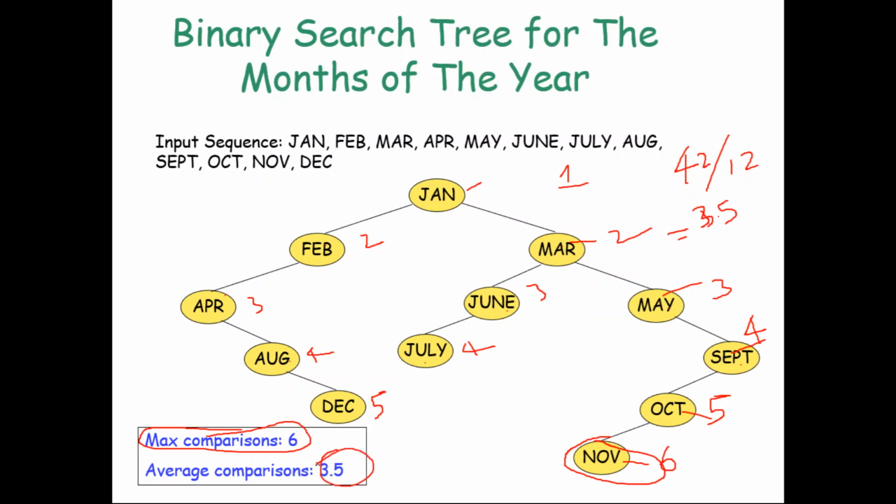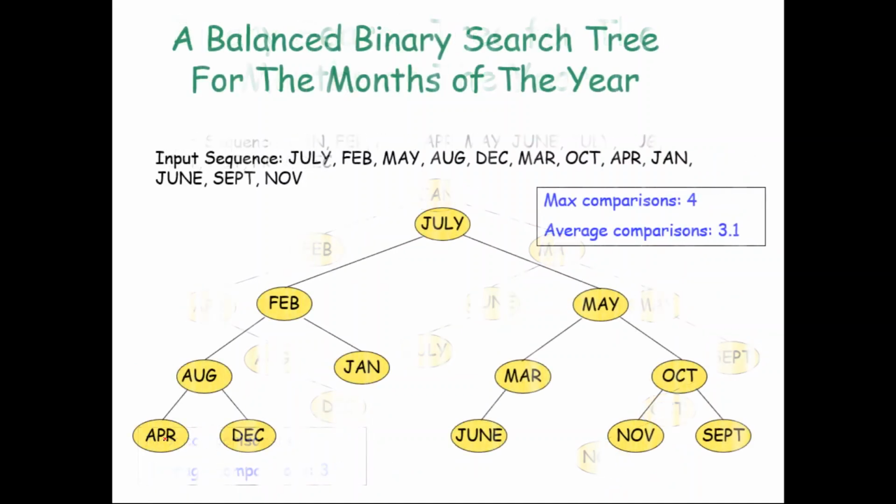Okay, so for this particular binary search tree, this is the maximum comparison required and this is the average comparisons required. Okay, fine. But if the input sequence is changed, if it is something like this: July, Feb, May, August, December, March, October, April, Jan, June, September and November, then the tree will be something like this.